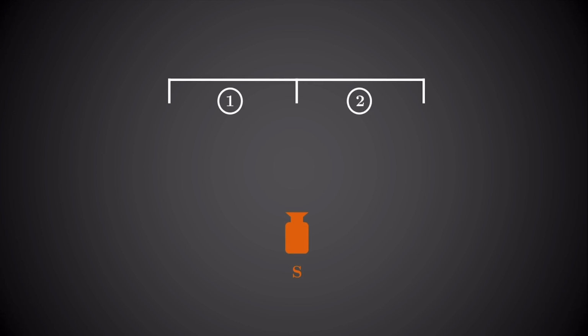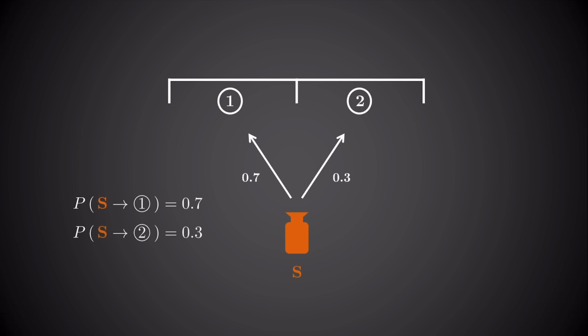To begin, let's consider a source of particles and call it S. S shoots out particles, one by one, in a spread of directions that is sampled at random. Let's have the particles be collected by two boxes, which we will call 1 and 2. We can describe the system by specifying the probability that a particle will go from S to each box. Here's an example. In this case, the probability that a particle goes from S to 1 is equal to 0.7, and the probability that a particle goes from S to 2 is equal to 0.3.